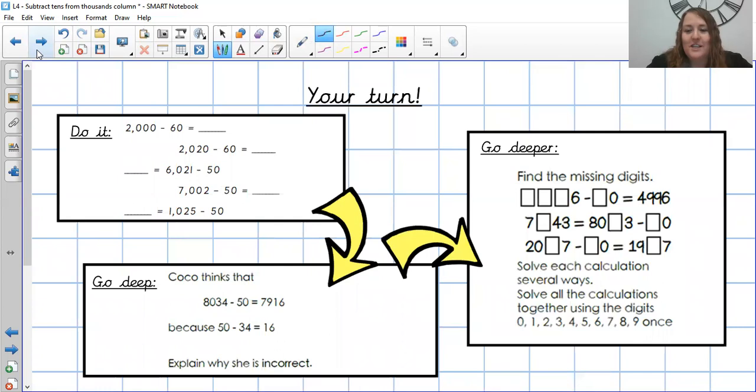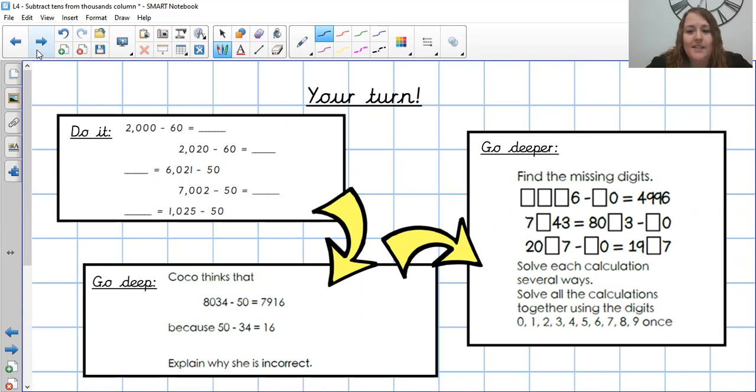Okay, your turn today then. You're going to have 5 questions, just like the ones that you've already answered to have a go at, and then you have a Coco problem. Can you explain why she is incorrect? And she's actually also used a because in her reasoning as well. So maybe you could write down why and really explain why she is wrong.